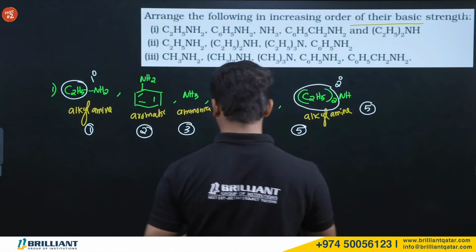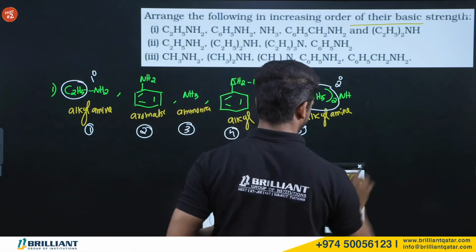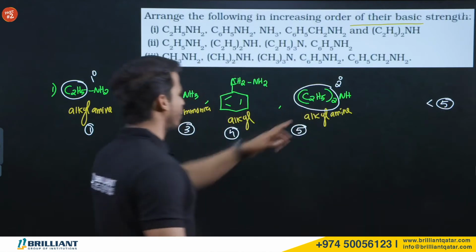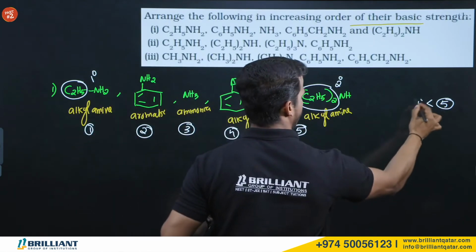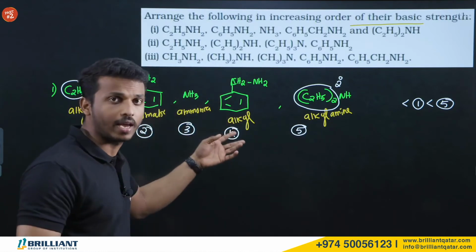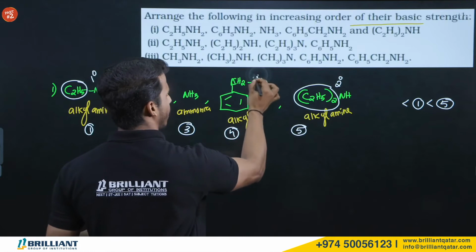The question is increasing order, okay, increasing order. So the fifth one has the greater basic character. After the fifth one, the first one. Then why are we not dealing with the fourth one? Because it's also an alkyl group, dear student. Here is the CH2 group, and the nitrogen lone pair is there.